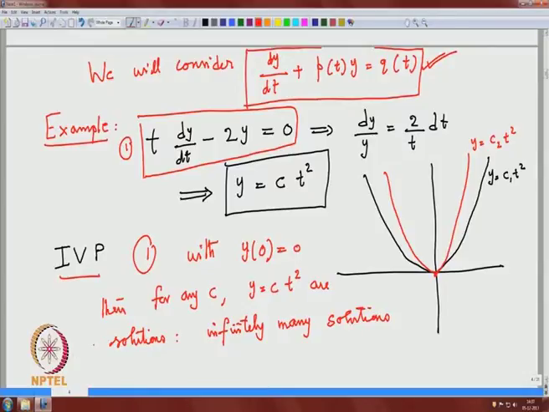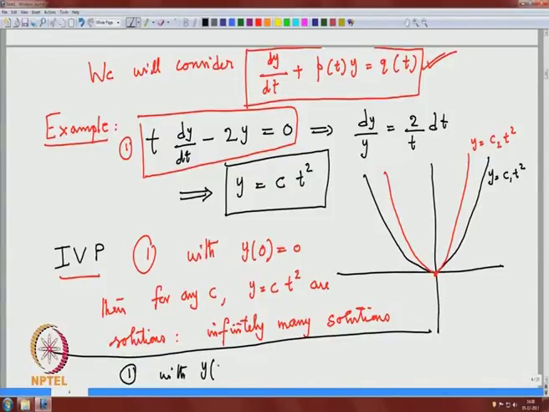On the other hand, if I put equation 1 with y at 0 equal to, say, 1, there is no solution. So you have a situation for the same problem of existence of infinitely many solutions, and existence of no solution.